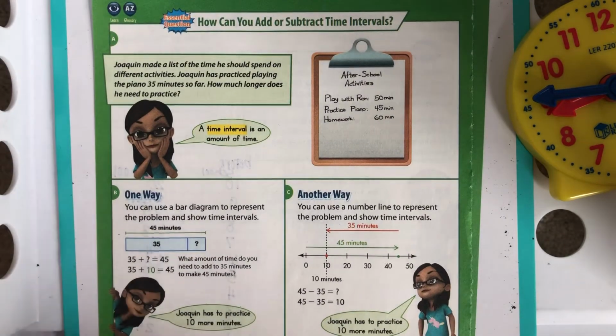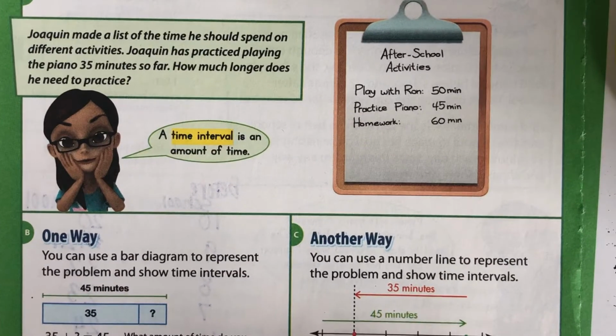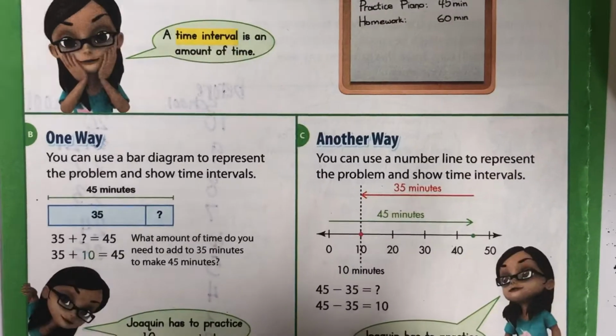How can you add or subtract time intervals? Joaquin made a list of time he should spend on different activities. Joaquin has practiced playing the piano 35 minutes so far. How much longer does he need to practice? A time interval is the amount of time. After school activities: play with Ron for 50 minutes, practice piano for 45, and homework for 60.